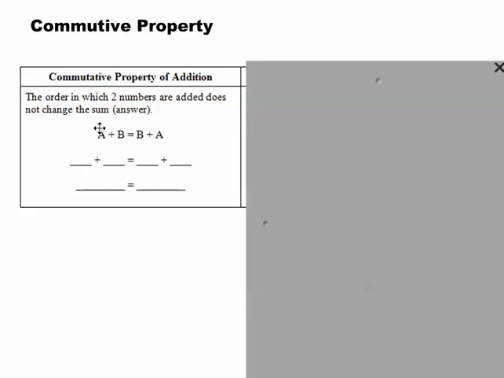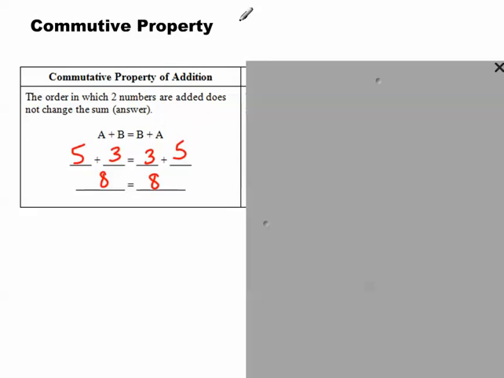So let's just say that I'm going to put some real numbers in. So if I have 5 plus 3, that is the same as saying 3 plus 5, because 5 plus 3 is 8 and 3 plus 5 is 8. So I can change the order in which I add, and it doesn't affect the answer.